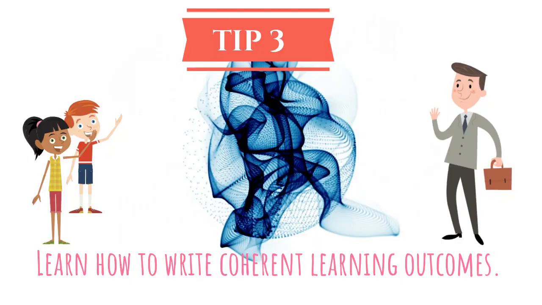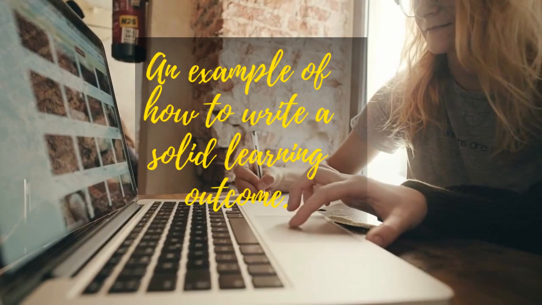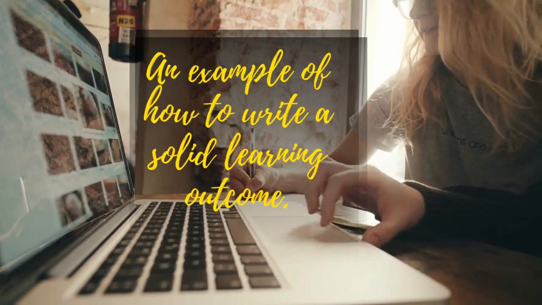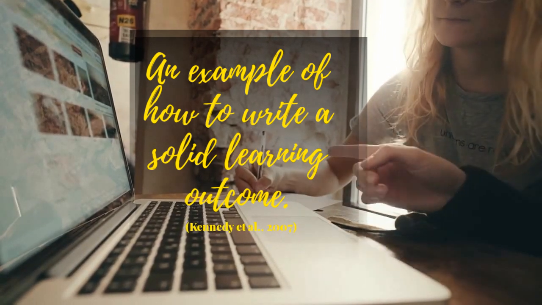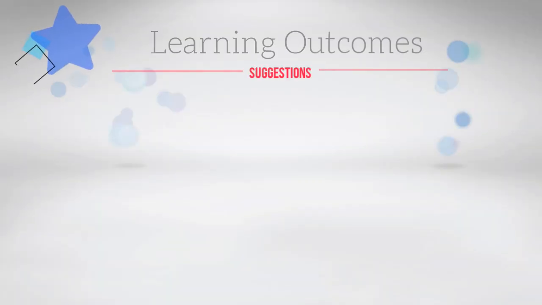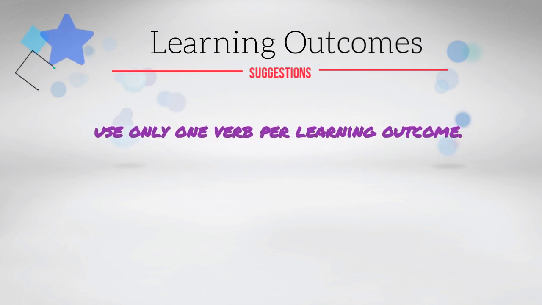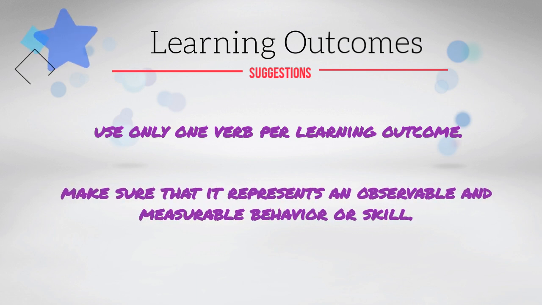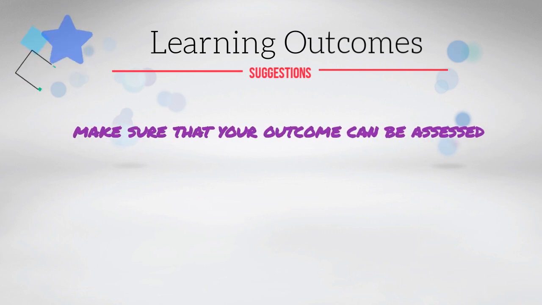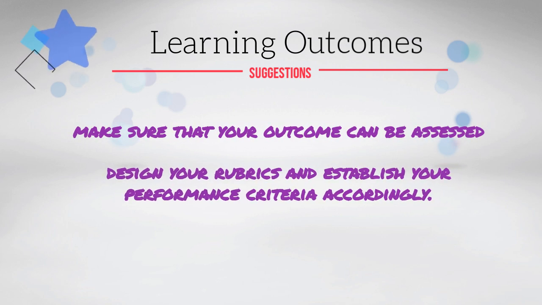Tip 3. Learn how to write coherent learning outcomes. Now, let's see a practical example about how to write a solid learning outcome. Please follow these recommendations by Kennedy et al. Begin with an action verb, followed by the object of the verb, then followed by a phrase that gives the context. Use only one verb per learning outcome. Make sure that it represents an observable and measurable behavior or a skill. And make sure that your outcome can be assessed. And design your rubrics and establish your performance criteria accordingly.